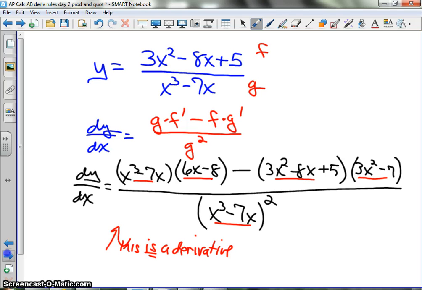Okay, so you're going to try some practice problems with some products and quotients, see how they go, and that's it for now.